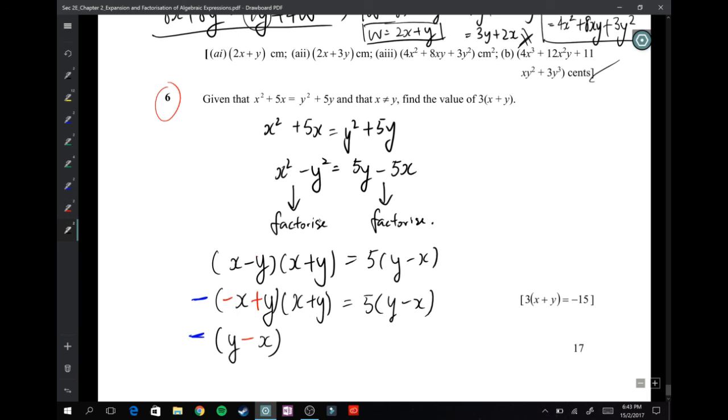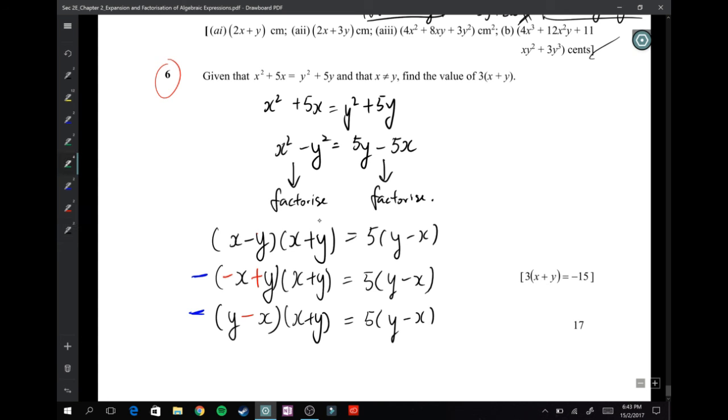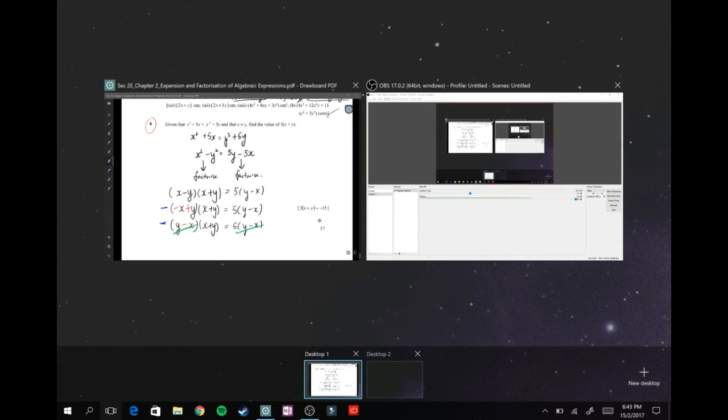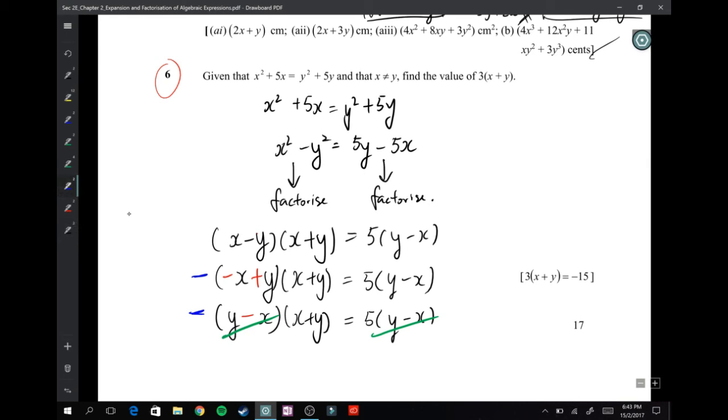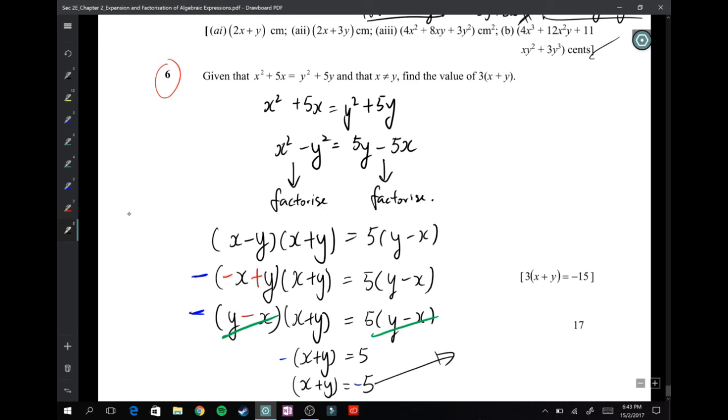Then you realize you have y minus x on both sides now, so you can cancel them, correct? You cancel them like that. You get negative x plus y equals 5. In other words, x plus y equals negative 5. And you continue on. But they want 3 times (x plus y). So 3 times (x plus y) equals 3 times negative 5, right? And you actually get your answer as negative 15.